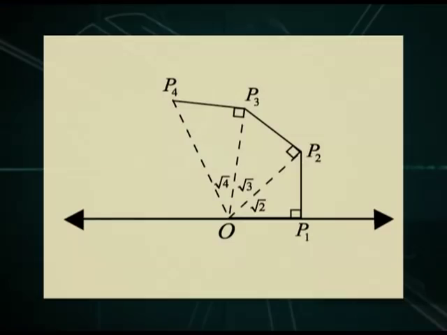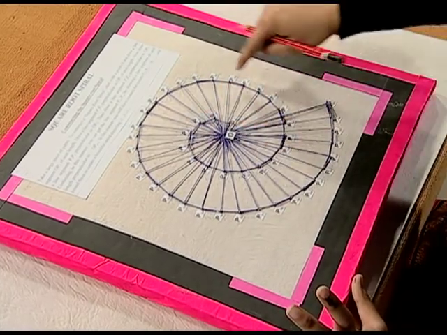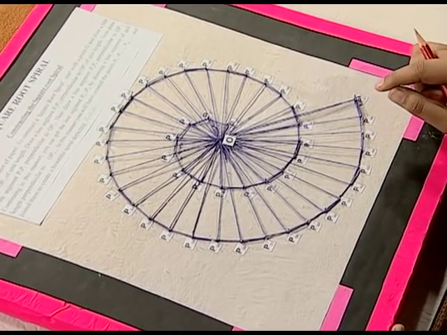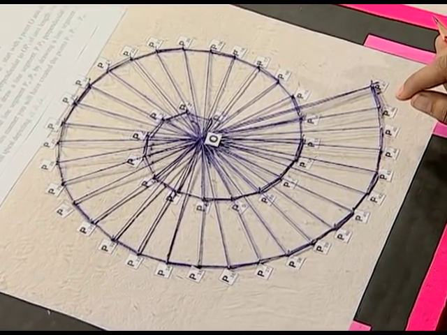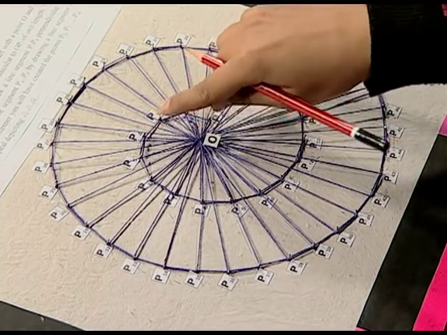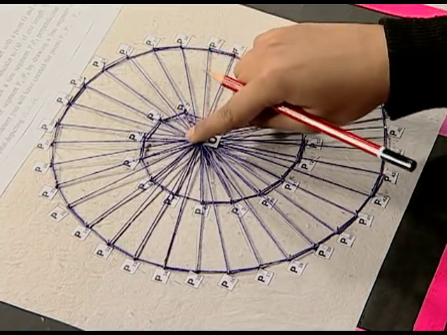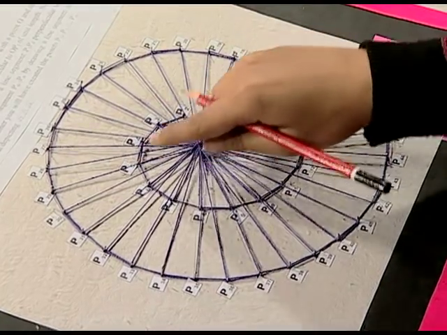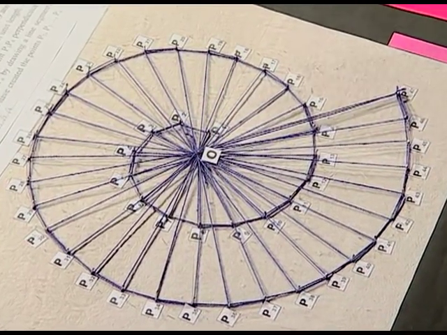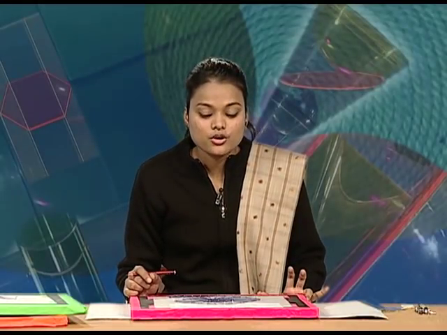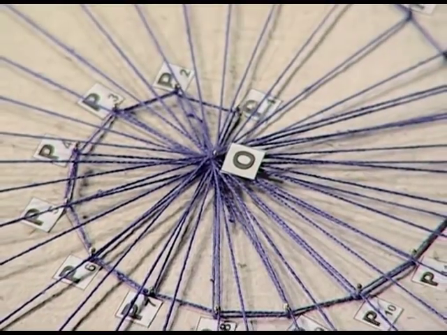You can show these OP2, OP3, OP4 with the help of thread. So, students, continuing in this manner, we have created a beautiful spiral. As you can see, this spiral is denoting some of the rational numbers as well as irrational numbers. OP2, OP3, OP4, OP5 and so on are depicting root 2, root 3, root 4, root 5 and so on. Now, how to locate some of these irrational numbers, for example root 2, root 3, on a number line?